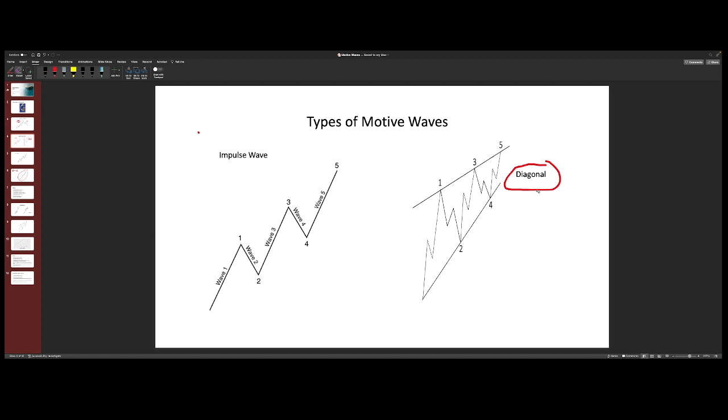The second type, the diagonal, this guy right here. So we took a look at this guy, the impulsive, which is a five-wave structure. And the other type, the diagonal, is also a five-wave structure, but there's some overlap, a little overlap, and the internals are slightly different. Let's take a look at them.